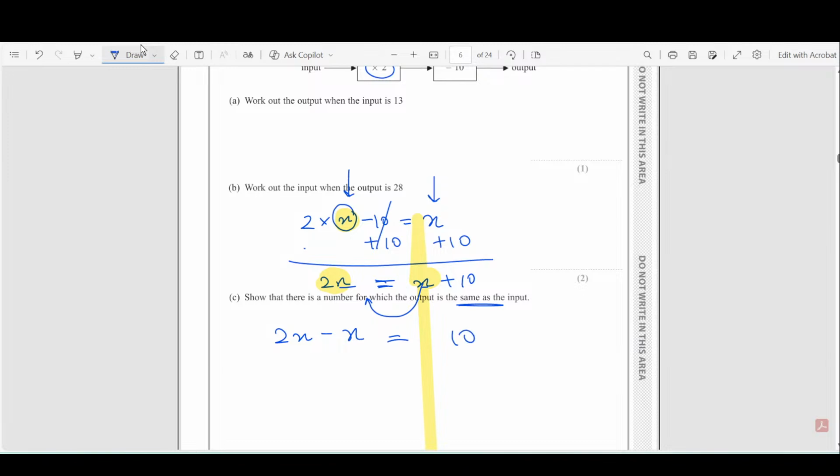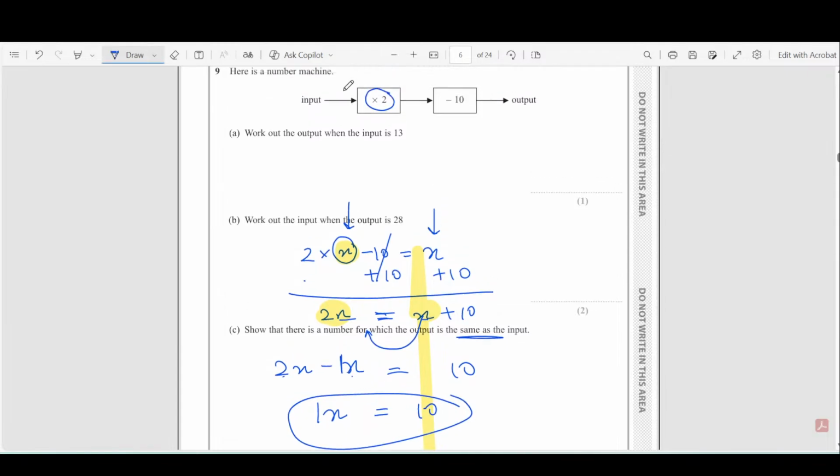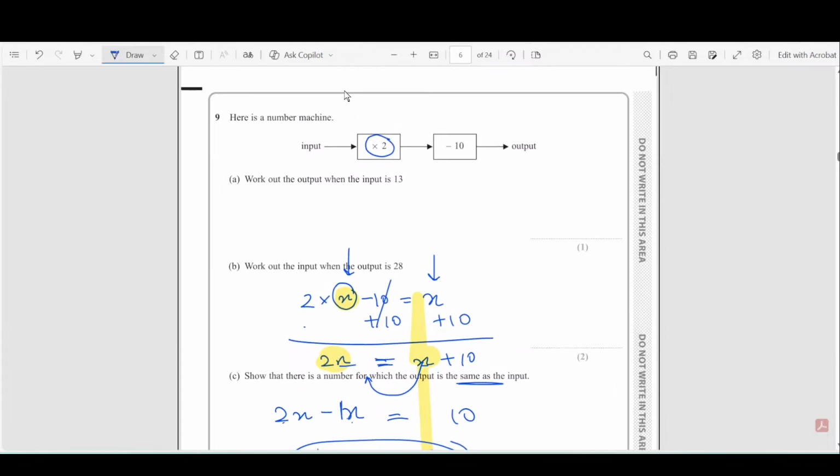This side we have 10. So 2x minus x. X means this is 1x, okay? So 2 minus 1 is 1x. 1x or x is same thing. So basically the answer is 10. If we take 10 as input, the output is also going to be 10. We can do it like 10 times 2 is 20. 20 minus 10 is 10, right? See, input and output are same.